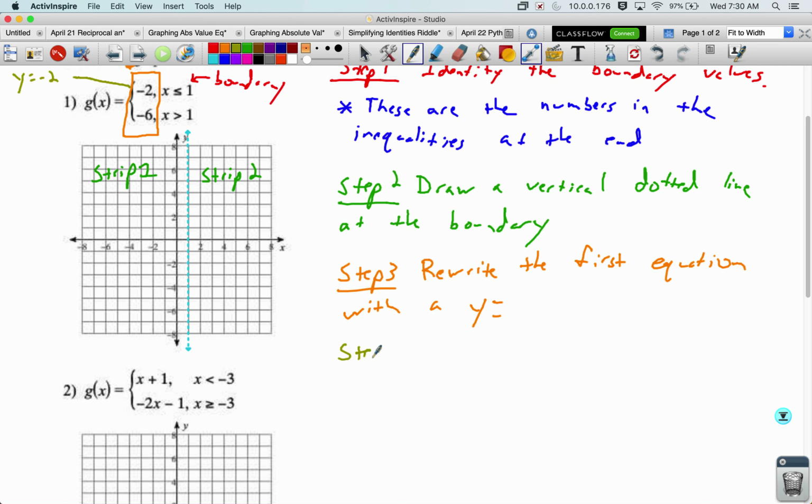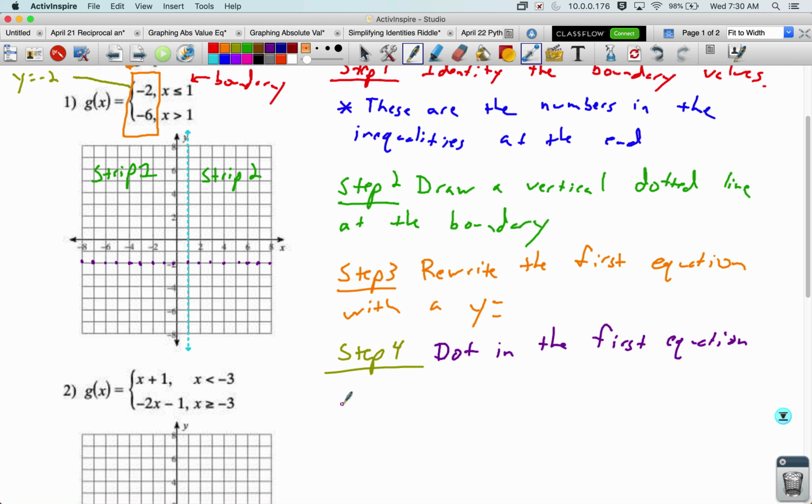All right, step 4. In step 4, we want to dot in the first equation. So this -2 is just a y equals -2. Y equals -2 is going to be a horizontal dotted line at the elevation of -2. So there it is, dotting it in all the way across the graph. All right, but we don't connect the dots yet.